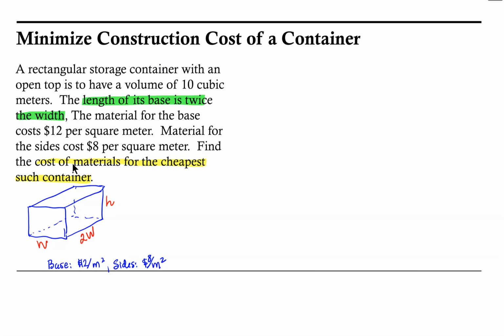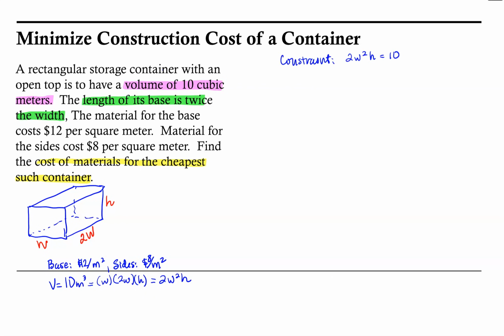There's one other piece of information here, and that is about the volume of the container. We know that the volume of the container needs to be 10 cubic meters. Based on the labeling and construction of our container, that would be W times 2W times H, or 2W squared H is our volume. And so that's our constraint.